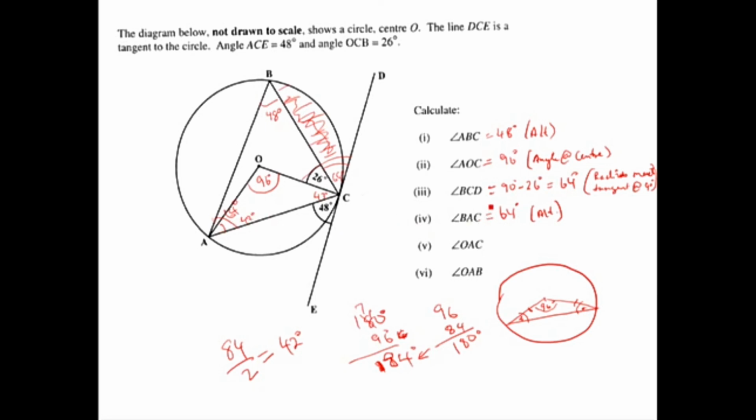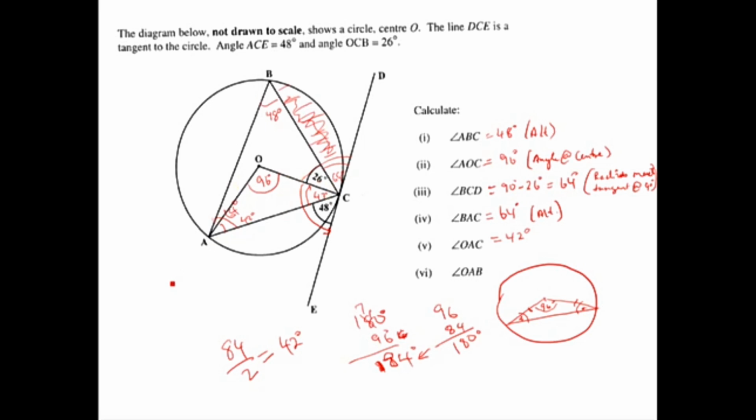So angle OAC is equal to 42 degrees. Now this is a really long way of doing it, because we could have done that more easily by just simply looking at this side. This is a radius, and this is a radius. This is a tangent. So the angle between the radius and the tangent is 90 degrees. And so if this is 48 so far, the next piece must add on to give us 90.